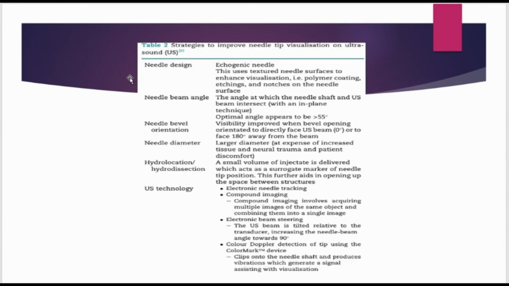These are the strategies that are being used to improve the needle tip visualization on ultrasound. They include the needle design, needle beam angle, needle bevel orientation, and also needle diameter. Usage of an echogenic needle improves the visualization on ultrasound. The needle beam angle is the angle at which the needle shaft and ultrasound beam intersect. An in-plane approach has a better visualization and a reduced risk of peripheral nerve injury.